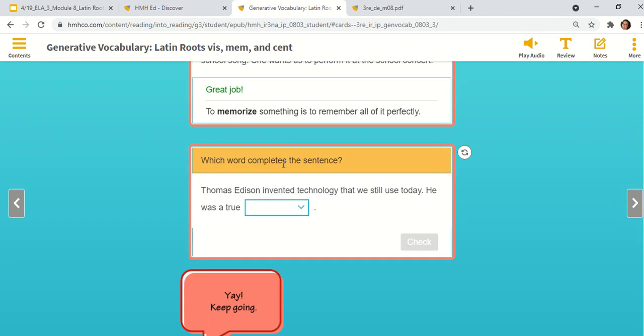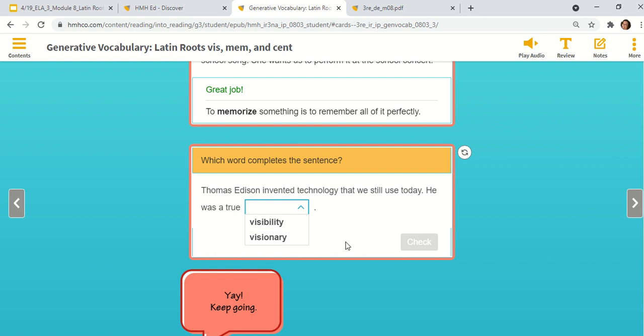Then finally, which word completes the sentence? Thomas Edison invented technology that we still use today. He was a true visibility or visionary. Now remember what visibility and visionary mean. You can always pause and go back to the meanings. So let's pause now and see if you get it correct.